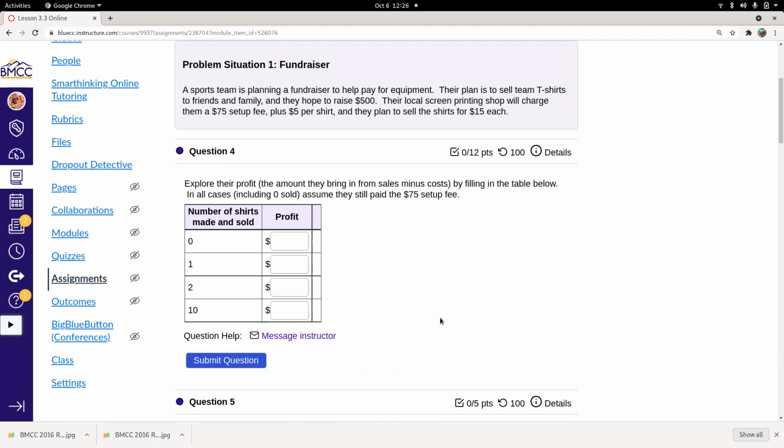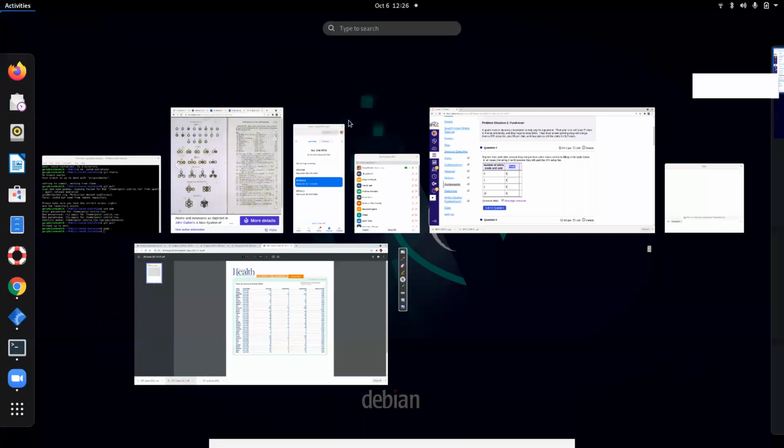So we have a sports team is planning a fundraiser to help pay for equipment. Their plan is to sell team t-shirts to friends and family, and they hope to raise $500. Cool. Their local screen printing shop will charge them $75 for setup, $5 per t-shirt, and then they plan to sell the t-shirts. Okay, so right up front, they got to pay out $75, right? So that's a loss compared to the $500 they want. And then they have to pay upfront $5 a shirt, but then once they start selling them, they're going to start gaining $15 per shirt. And we are interested, the money they make, that's called profit. So let's try to summarize that.